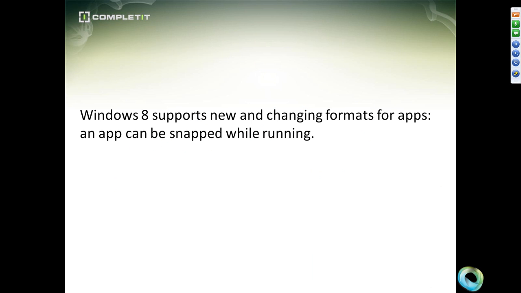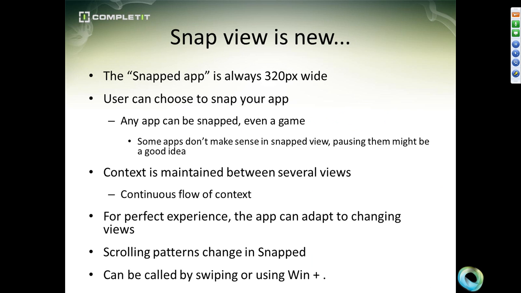I already talked a bit about this snapping, and we'll see the snapping in code in just a second. So snap view is actually new. When you have a device that has a resolution of at least 1366 by 768, snap view is available. Users can snap your application, no matter what your application is. If you don't want to support it, you can't switch it off as a developer. Your applications will always be snappable, let's say.